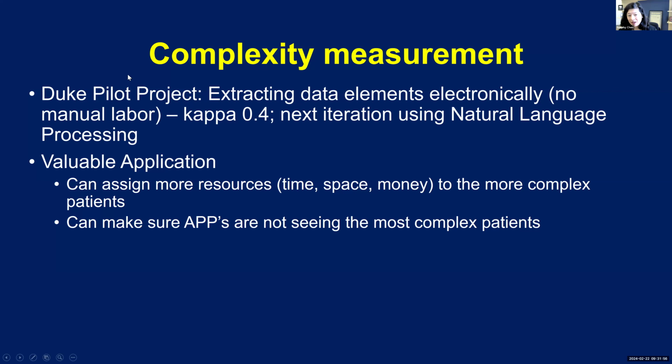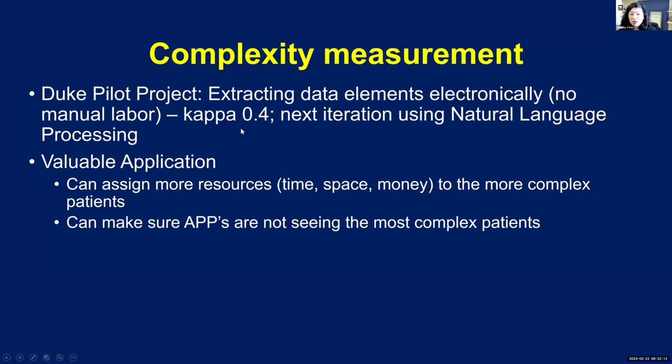We got a pretty decent kappa. Again, we want to aim for 0.7, but 0.4 is actually pretty reasonable. And so now we're in another Shark Tank type of competition so that we can get some AI support to use some natural language processing to get this kappa higher.